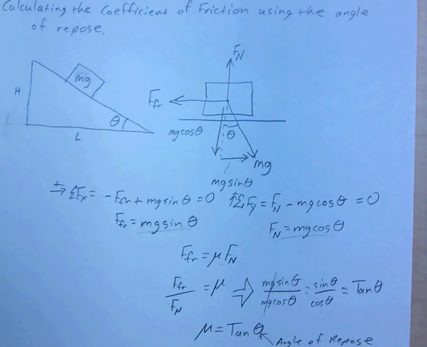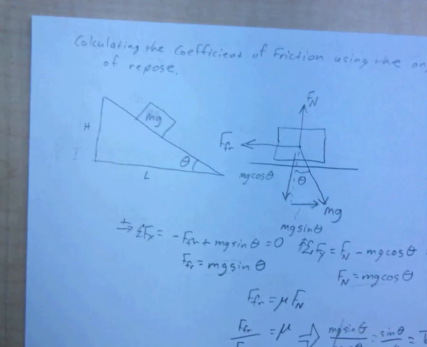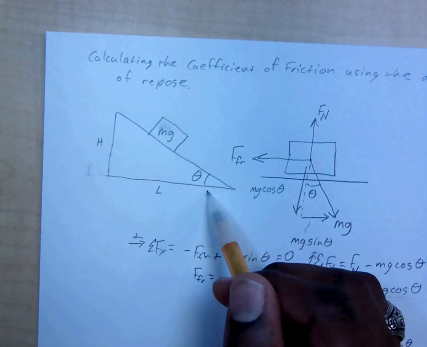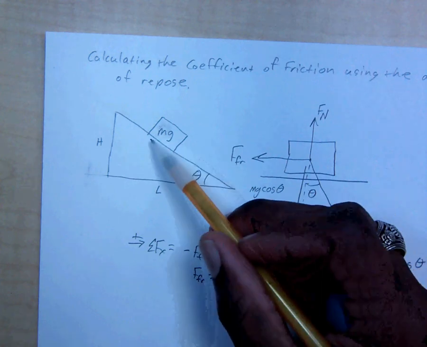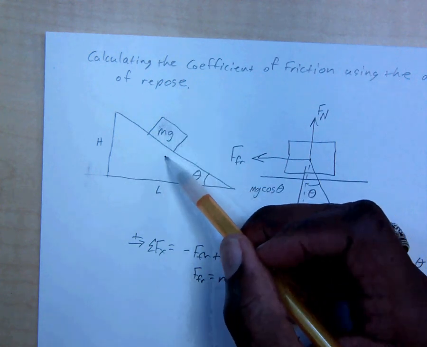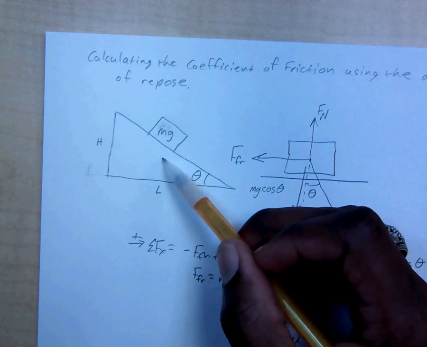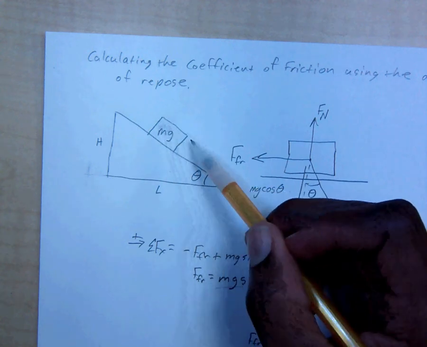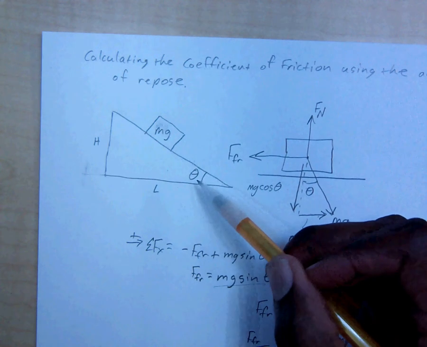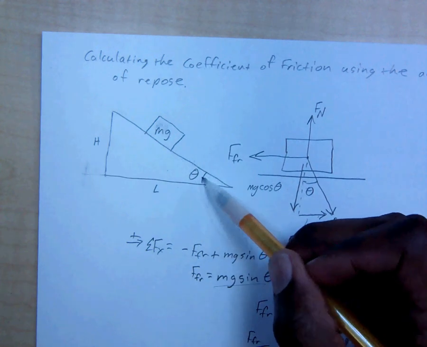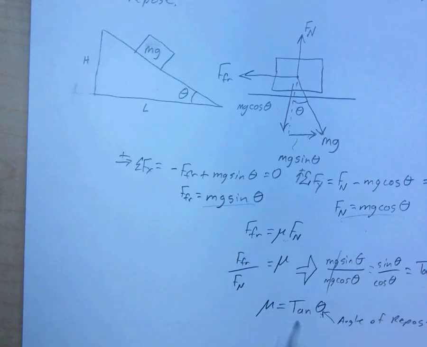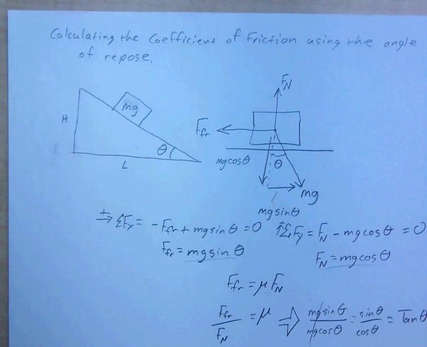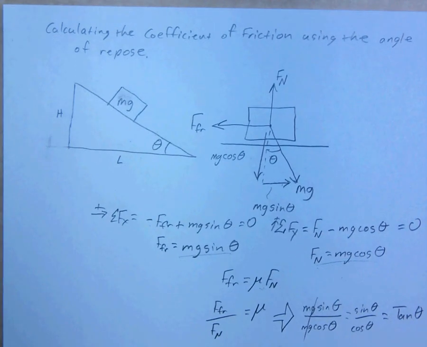So if I were to do an experiment, then I would just take an inclined plane, and I would lift my inclined plane a particular angle until the box just barely started sliding down. And when that box barely started sliding down, I would record this angle. And then if I want to get my coefficient of friction, all I have to do is take the tangent of that angle. And so that is how you calculate the coefficient of friction using the angle of repose.